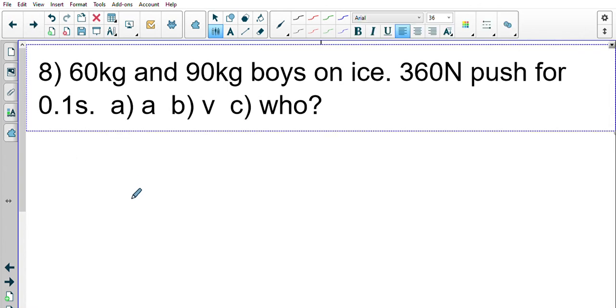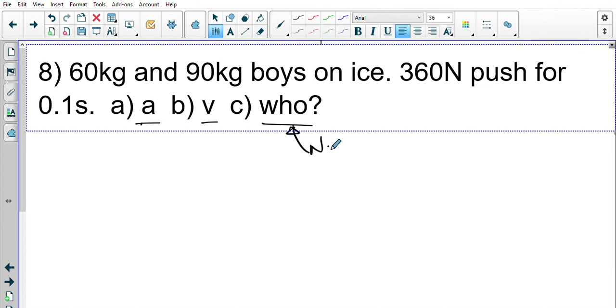Question number 8. We have two boys on ice, 60 kilograms and 90 kilograms. One's a bully. He pushes the other boy with 360 newtons for 0.1 seconds. Well, what's the acceleration? What's the velocity? And does it matter who pushed? Let's start with this one here.